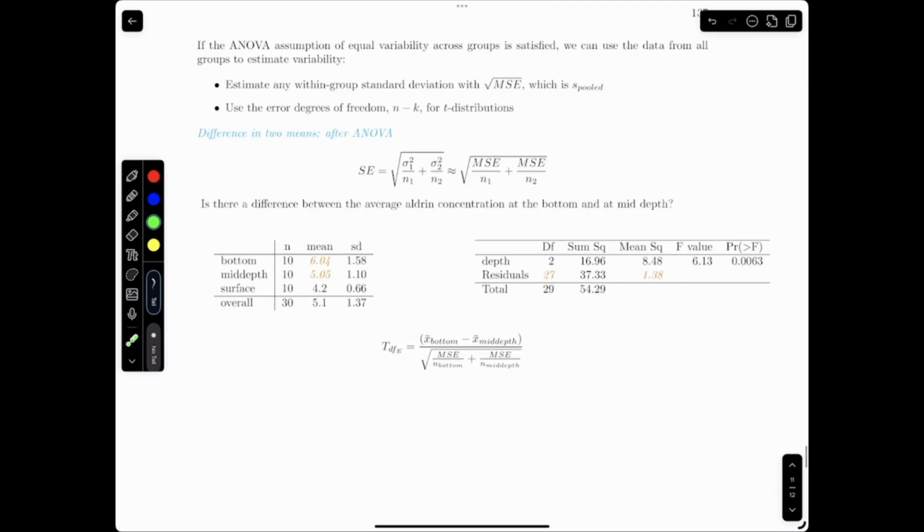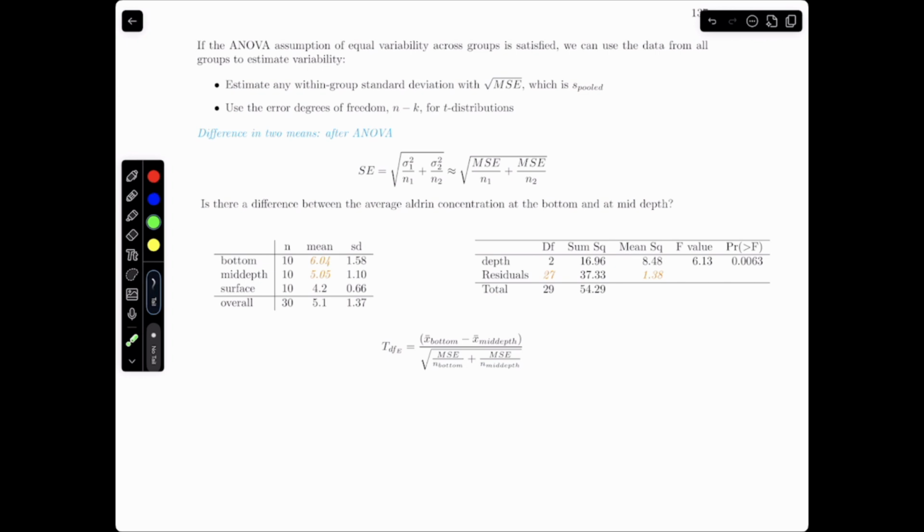If the ANOVA assumption of equal variability across groups is satisfied, then we can use the data from all groups to estimate variability. So we estimate any within-group standard deviation with the square root of the mean squared error, which we then call our S pooled. We use the error degrees of freedom, which is our sample size minus our number of categories, for t distributions. Then the standard error of the difference in 2 means after ANOVA becomes the square root of mean squared error over N1 plus mean squared error over N2, which are both 10 in this case because all samples are equal.